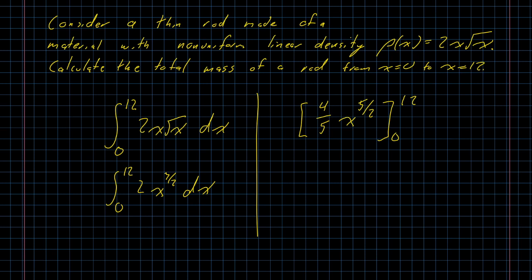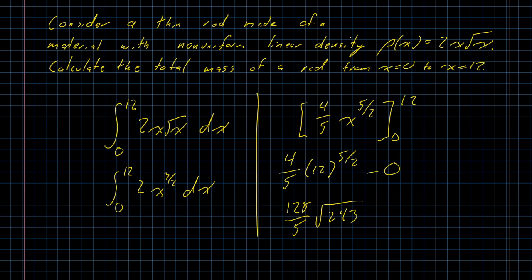All right, evaluate that at 12, evaluate that at 0. The square root of 12 is 2 square roots of 3. 2 to the 5th power is 32. 3 to the 5th power is 243. So we'll have 32 times 4, which is 128, over 5, times the square root of 243. That's an answer only a mathematician could love.